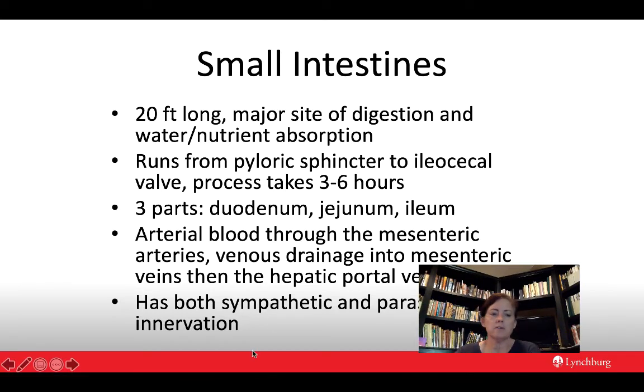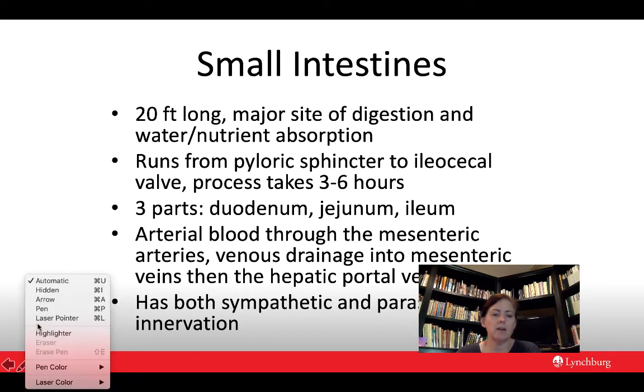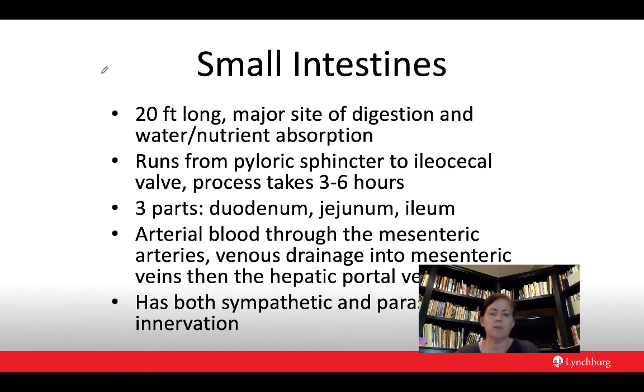And the small intestines are going to run from the end of the stomach, which is going to be signified by the pyloric sphincter. So if we have, here's our stomach. And if you recall, the pyloric sphincter was this little thickening of smooth muscle at the end of the stomach. And then we start into small intestines. And small intestines are going to run from that pyloric sphincter all the way to a sphincter at the other end, and that's called the ileocecal valve.